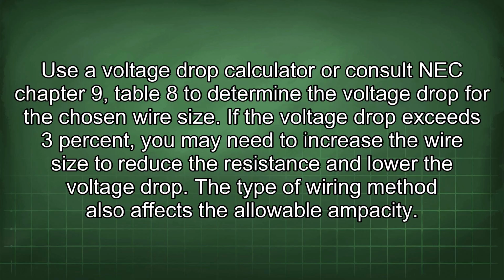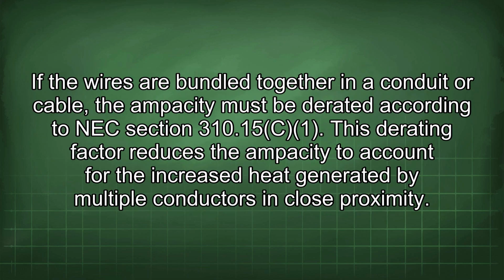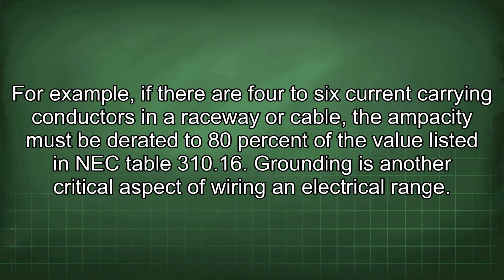Type of wiring method also affects the allowable ampacity. If the wires are bundled together in a conduit or cable, the ampacity must be derated according to NEC section 310.15. This derating factor reduces the ampacity to account for the increased heat generated by multiple conductors in close proximity. For example, if there are 4 to 6 current-carrying conductors in a raceway or cable, the ampacity must be derated to 80% of the value listed in NEC Table 310.16.